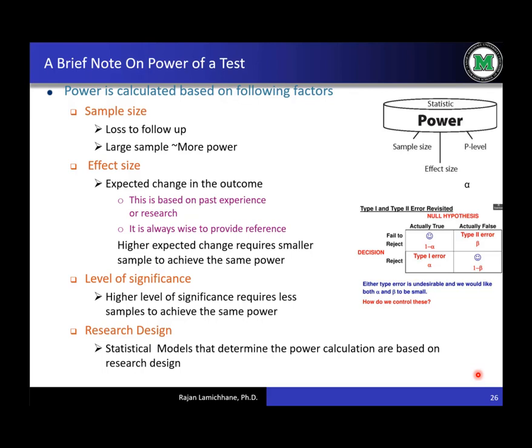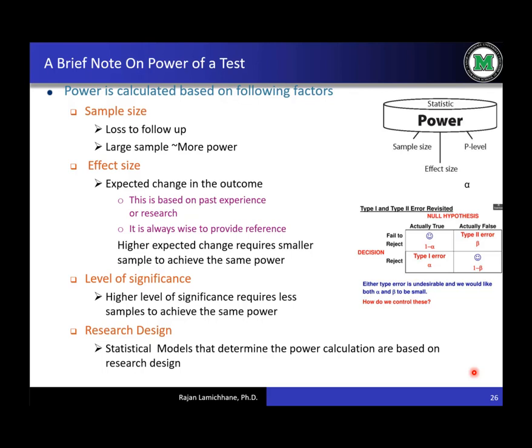When we are talking about the power of any test, in the decision error, 1 minus beta is called the power. Now, power is calculated based on several factors. First, it is the sample size. For larger sample size, you always achieve higher power, if all other factors are kept the same. And the effect size means how much change you expect. If your experiment is expecting a large change or a small change, that standardized change is called the effect size.